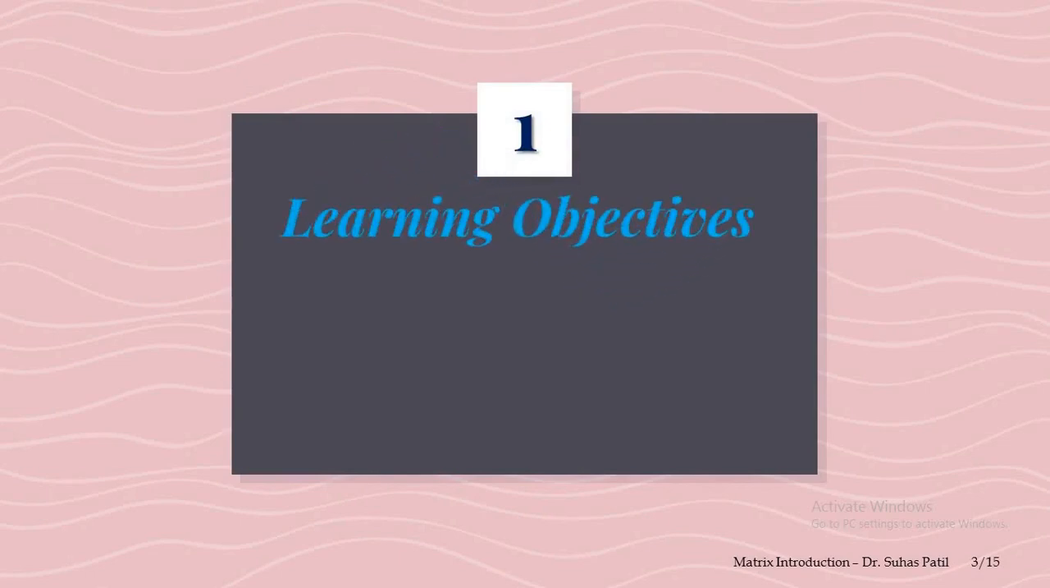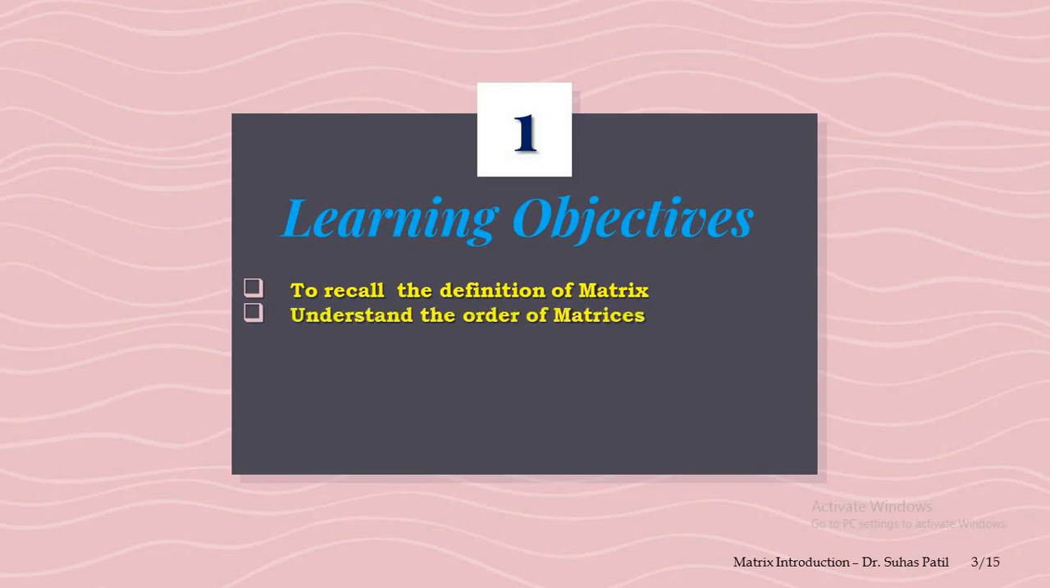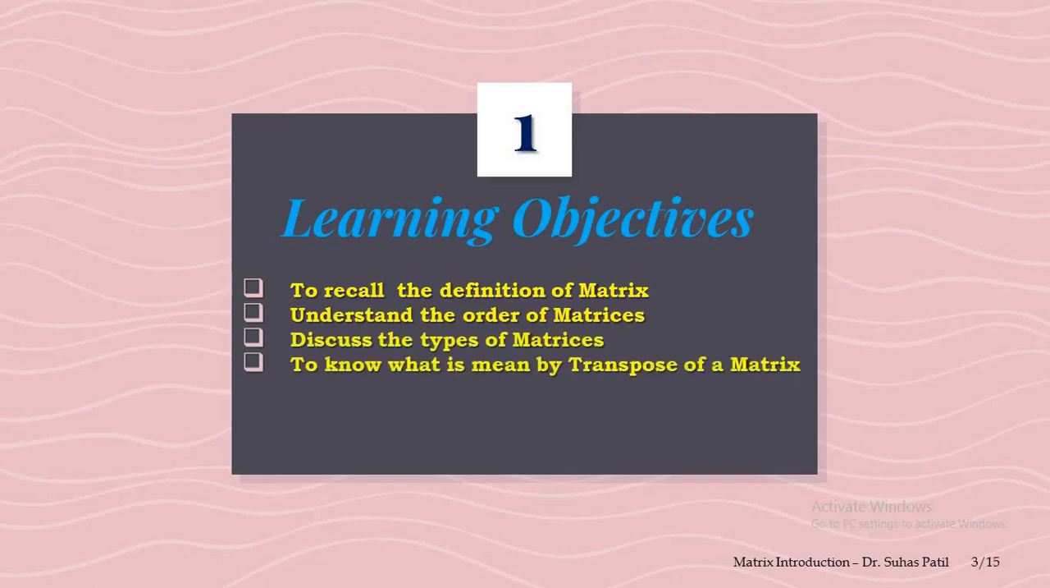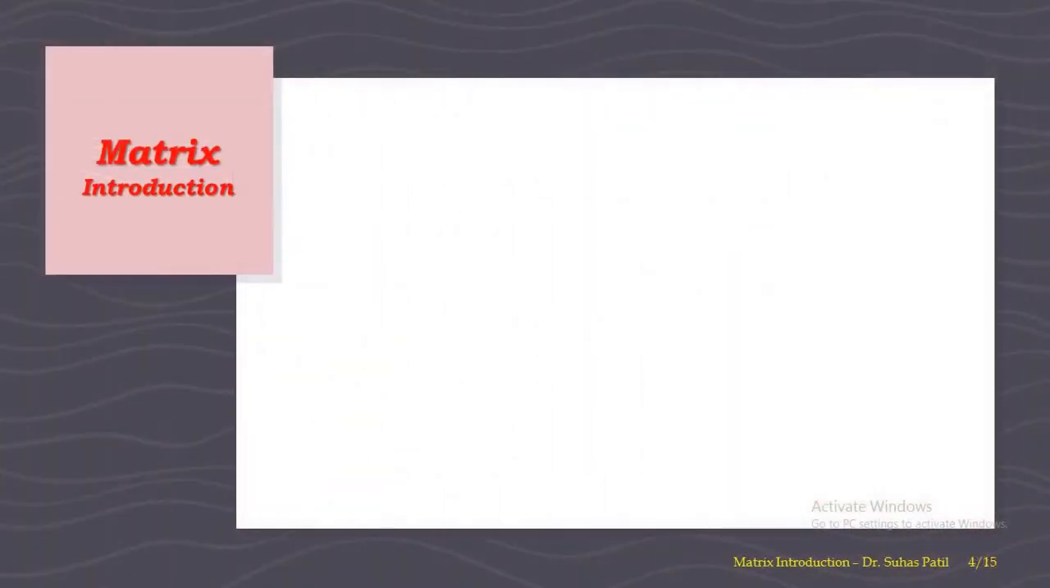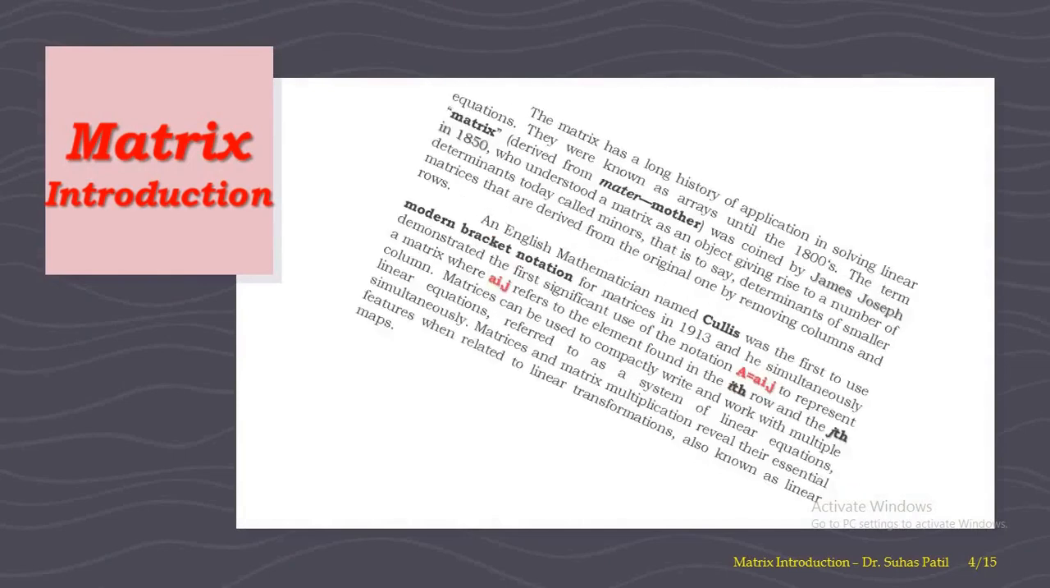The learning objectives are to recall the definition of a matrix, understand the properties of matrices, discuss the types of matrices, know what is meant by the transpose of a matrix, and learn the properties of matrix addition and matrix multiplication. These are the learning objectives. So, the introduction to a matrix.